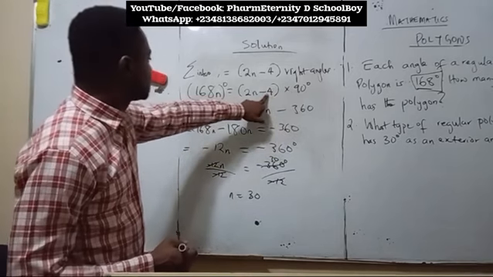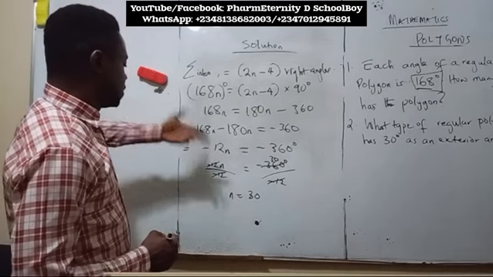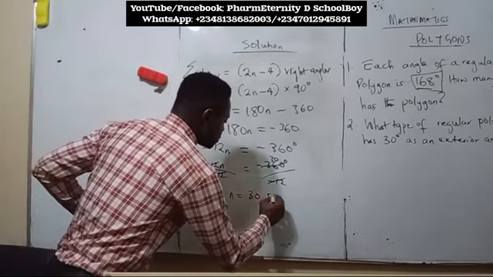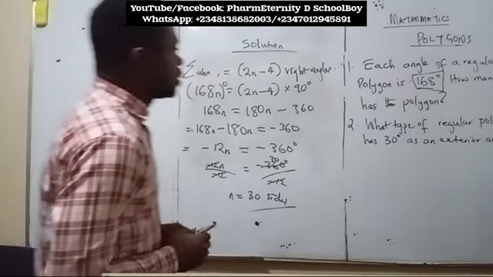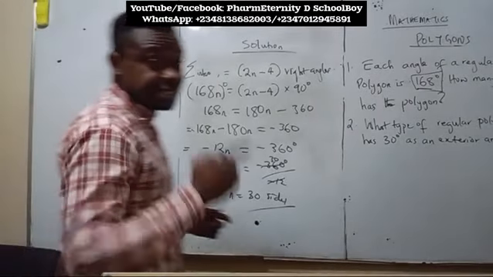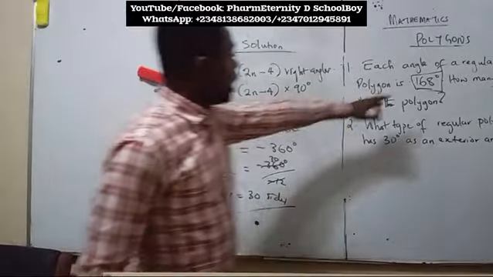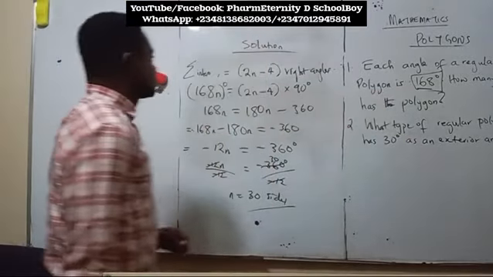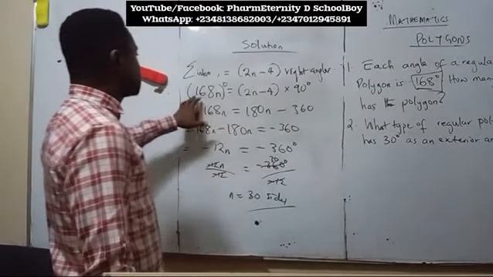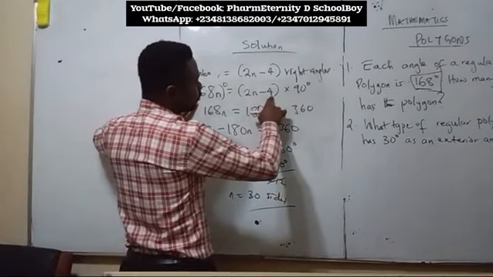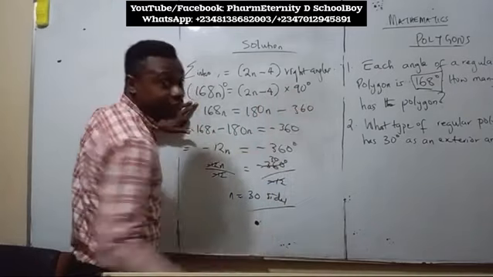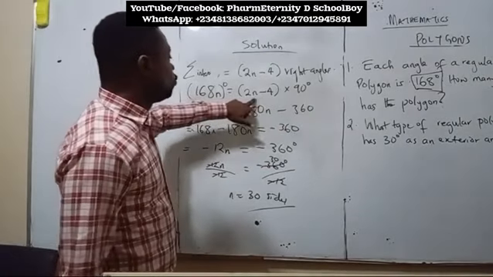This is 360. So it's 30 what? Sides. 30 sides. So let's check our answer. We have here 168. If you multiply 168 by 30, what will it give you? If you put 30 here, subtract 4 from it, and multiply by 9, what will it give you?